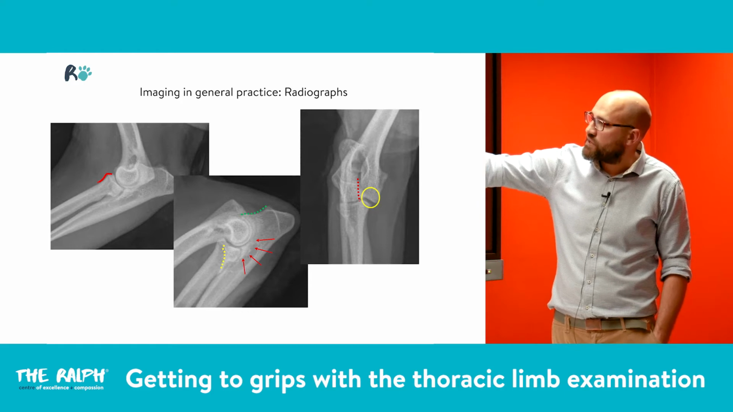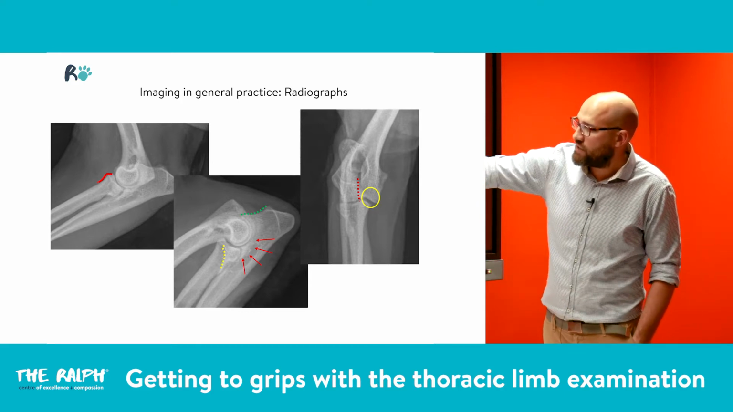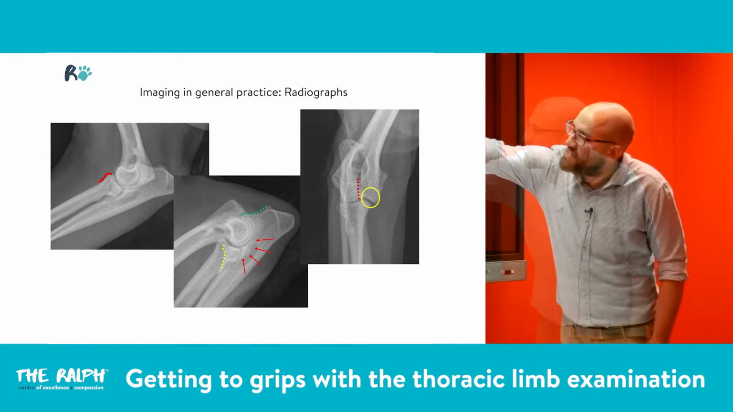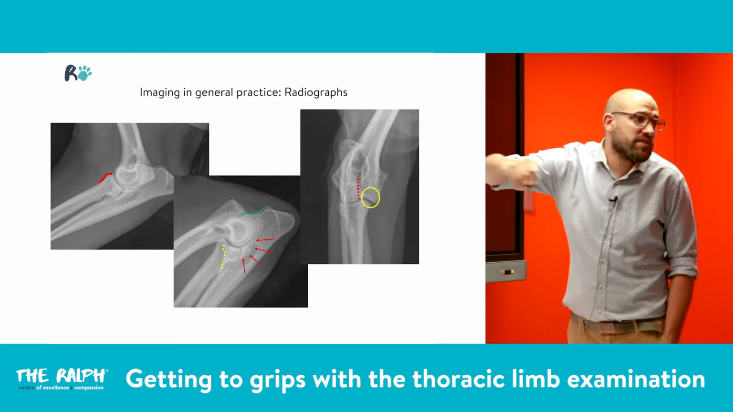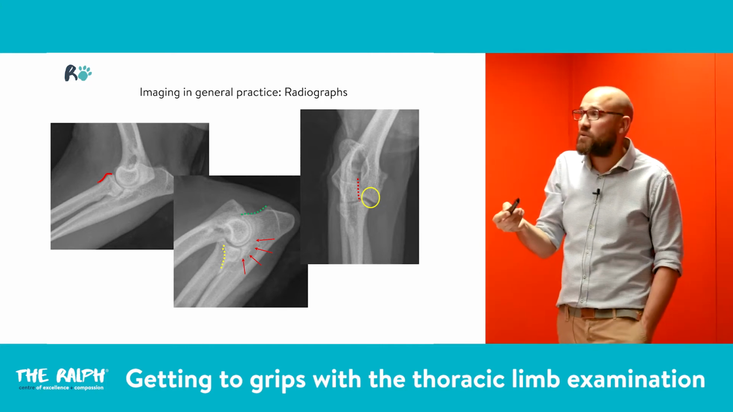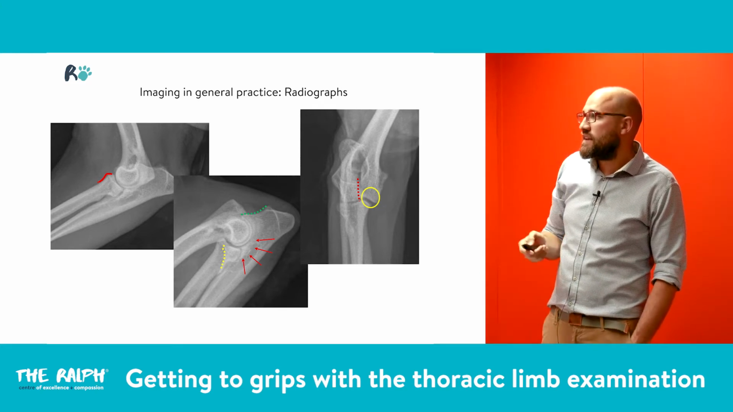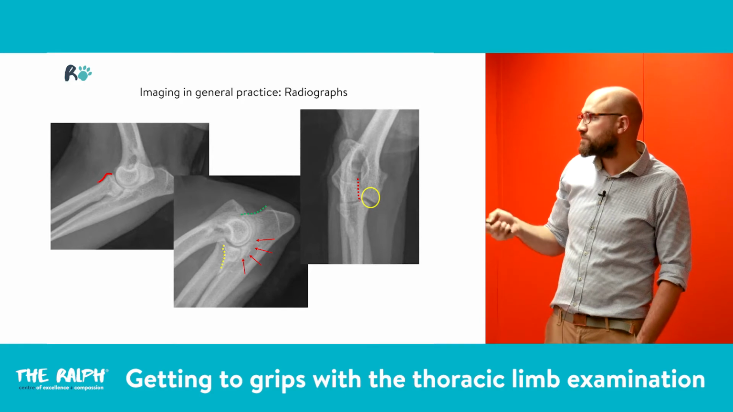Okay, and that's something that you can see especially well if you have flexed views, because if you have an extended view, for example, the humerus is superimposed, so sometimes you can miss some new bone formation down at that level.